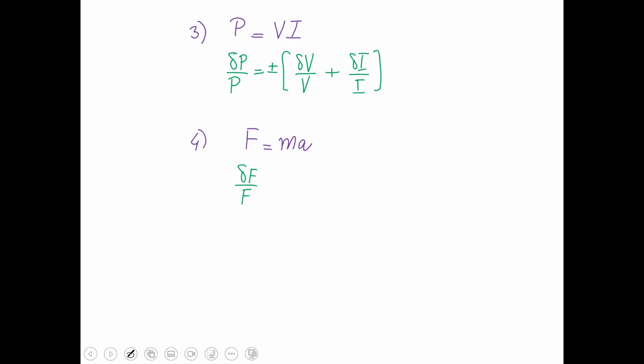Okay, now look at the first step: delta F upon F. Then you write plus minus delta M upon M plus delta A upon A. Copy this example.